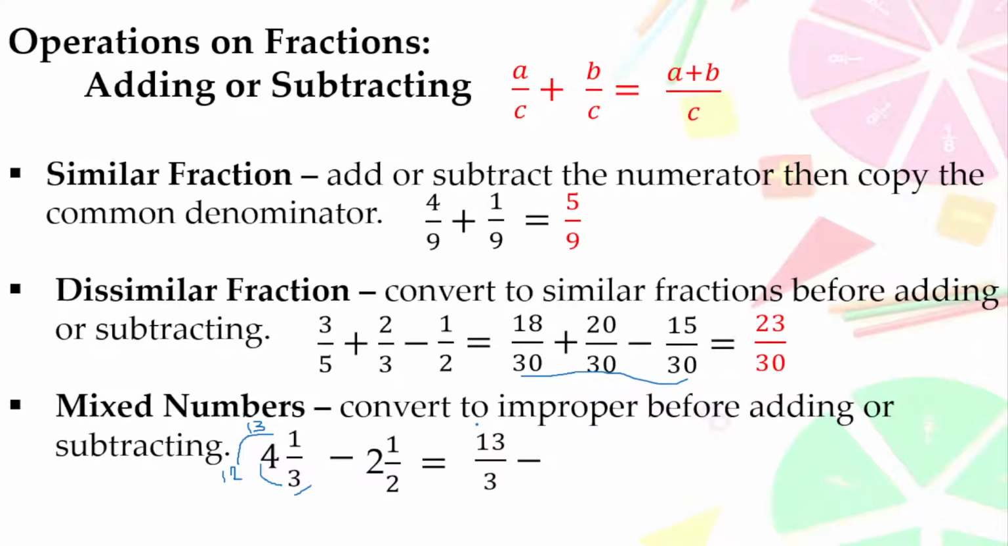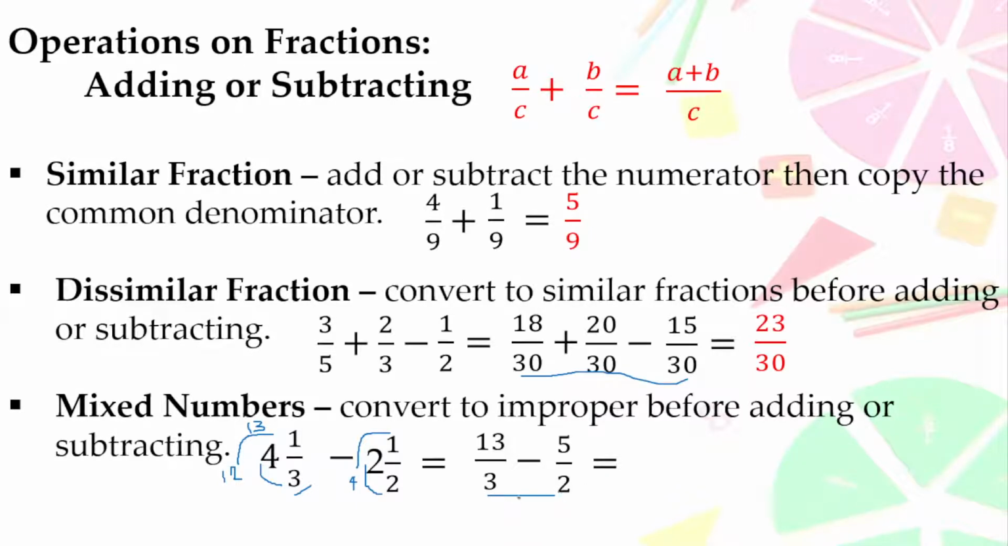And you will come up with 13 over 3. Okay? So, second, ito naman po si 2 and a half. Same method lang po. Multiply the denominator to its whole number, and then add the numerator, and you will get 5 over 2. So, now, since dissimilar denominator, we will find also the LCM because kailangan po natin similar yung kanilang denominator for us to be able to subtract. So, the LCM of 3 and 2 is 6, okay?